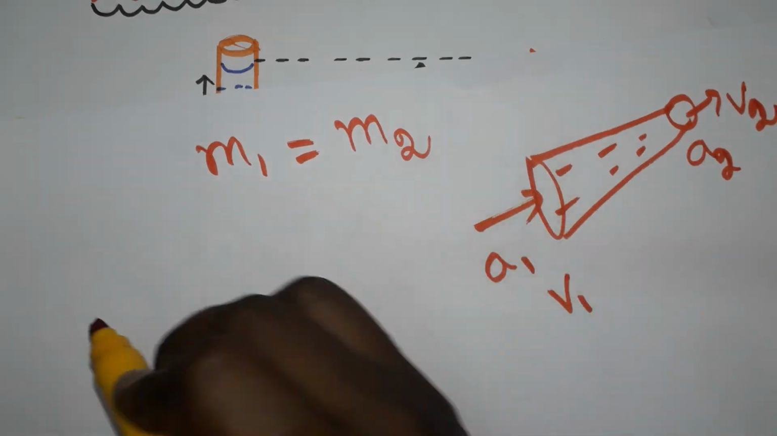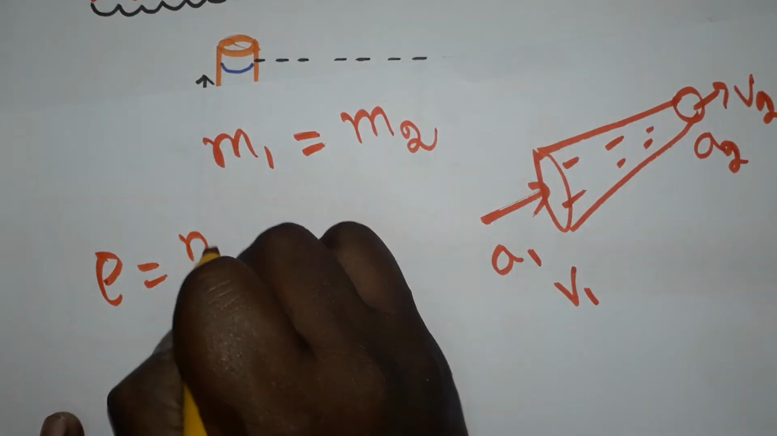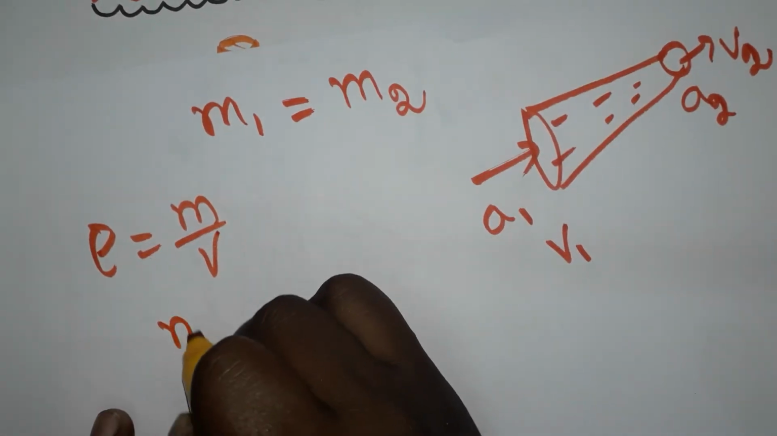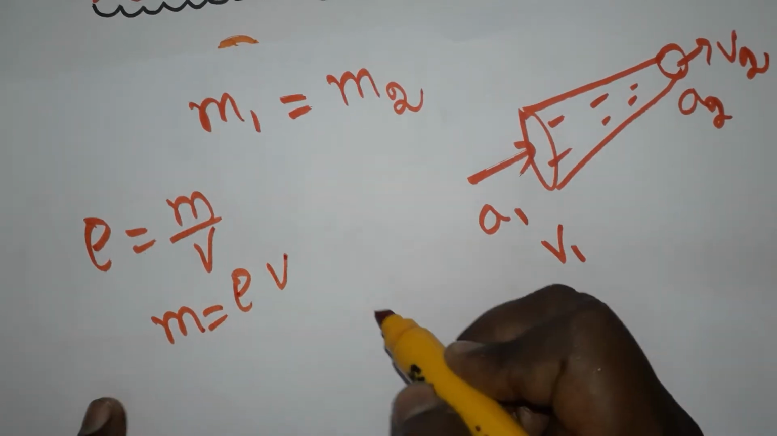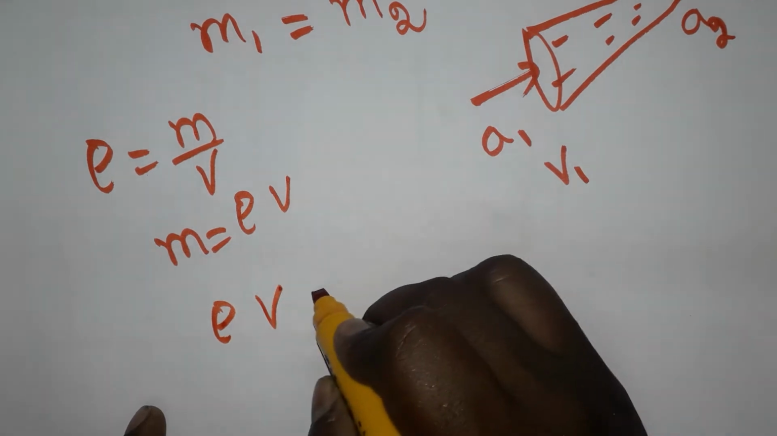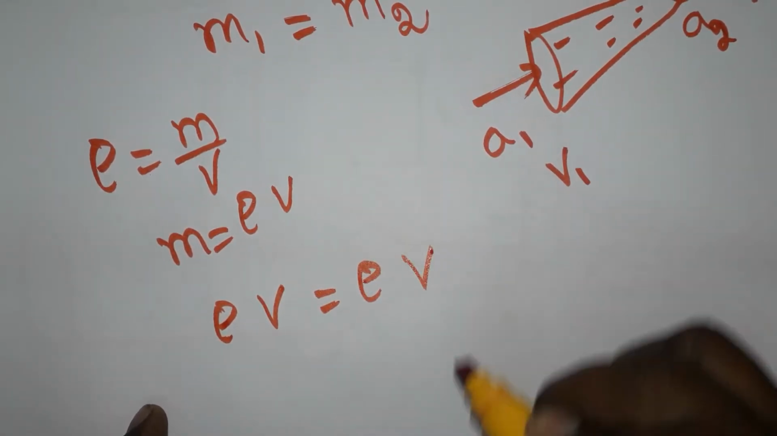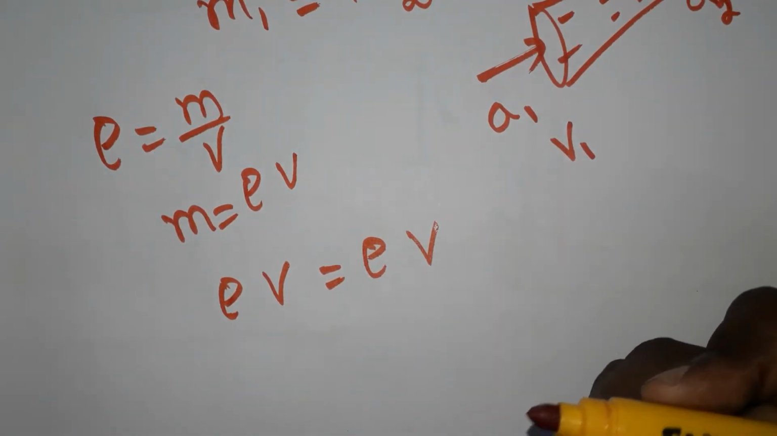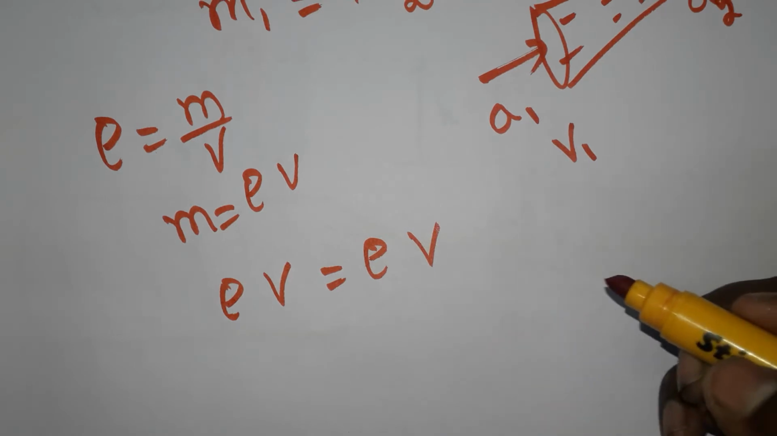Mass is equal to, I know density is equal to mass by volume, so mass is equal to density into volume. So instead of writing mass, we write density and volume. We are looking per unit time. What is the volume of the liquid entering per unit time?